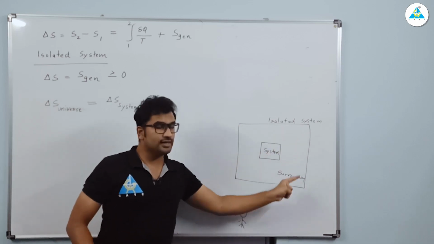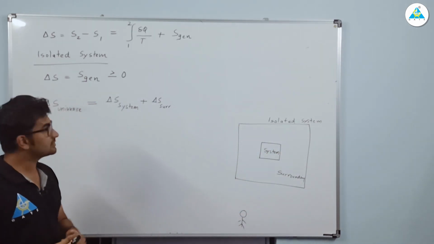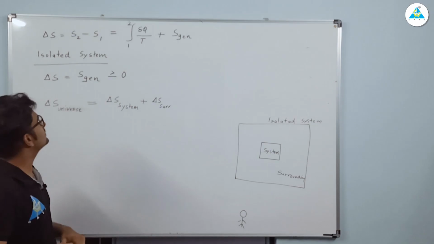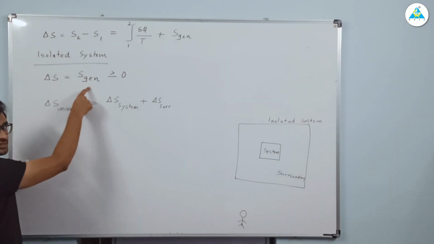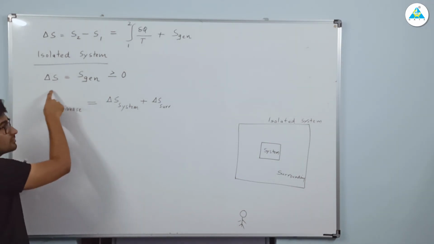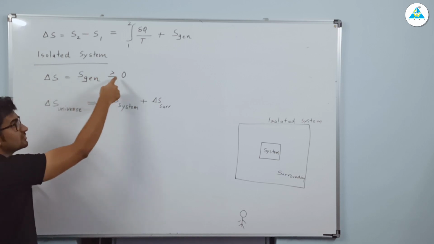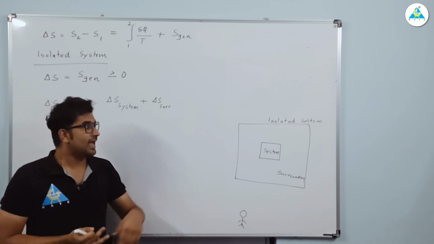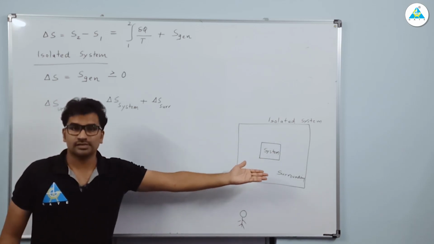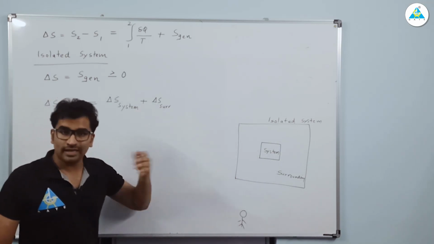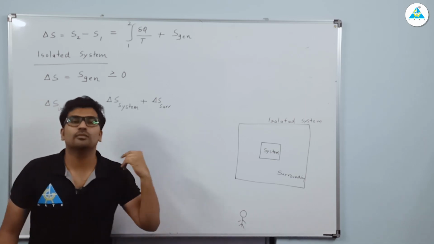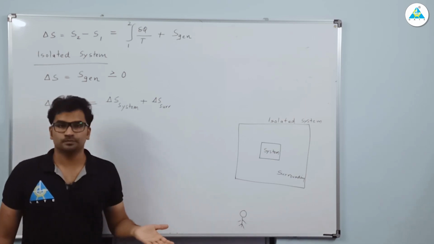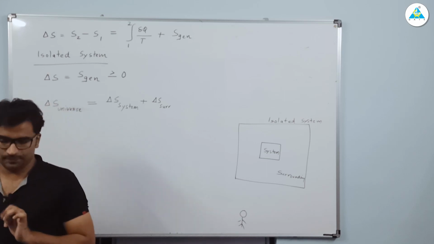For an isolated system, the entropy change, that is the entropy generation, will always be greater than or equal to 0. If there is a reversible process happening, it will be equal to 0. If it is an irreversible process happening, then it will be positive, that is greater than 0. Clear? I hope you understood.